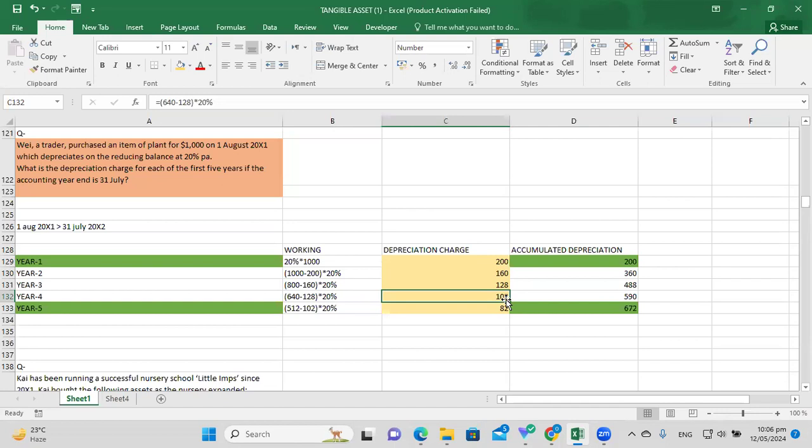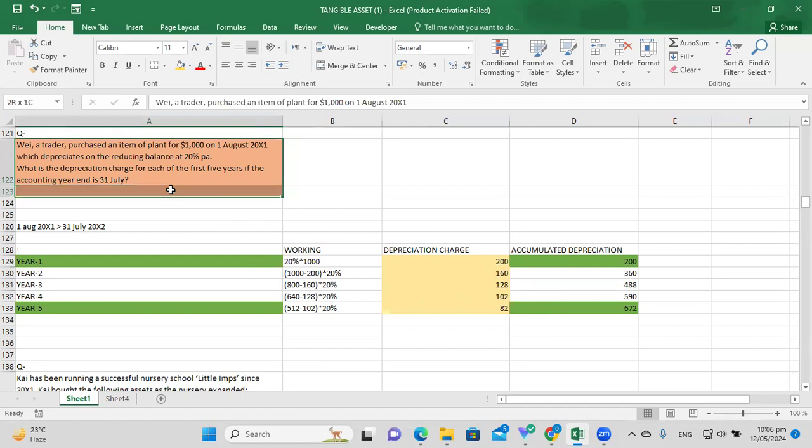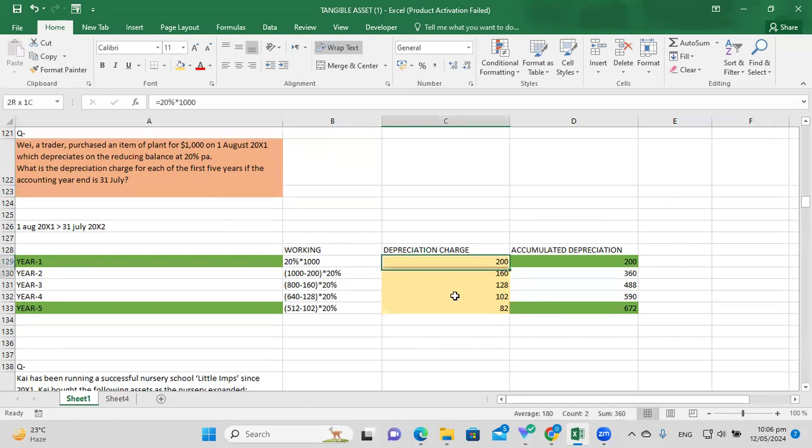I hope you are now comfortable using the reducing balance method. So in the same way for the last year, carrying value 512 minus 102, the depreciation charge, and multiply 20%, you get the depreciation charge 82 for the last year, year 5. And that's what they asked us in the question. What is the depreciation charge for the first 5 years if the accounting year end is 31 July? So we have given them the depreciation charge for the 5 years using the reducing balance method.